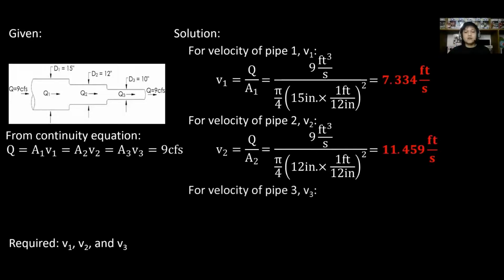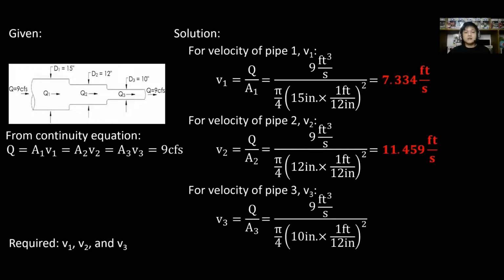For velocity of pipe 3, V3 is equal to the uniform Q all over A3. Substitute Q as 9 cubic feet per second, and for area, that is pi all over 4, times the diameter 10 inches, convert to foot and raise to 2. Thus, V3 is 16.501 feet per second.